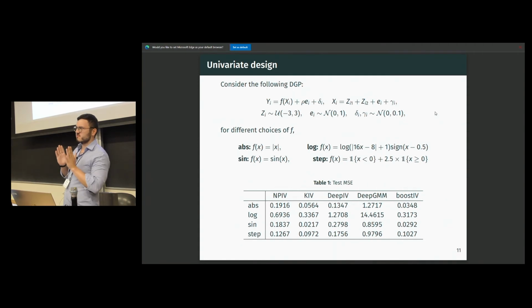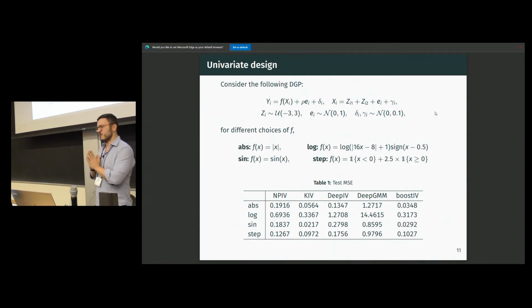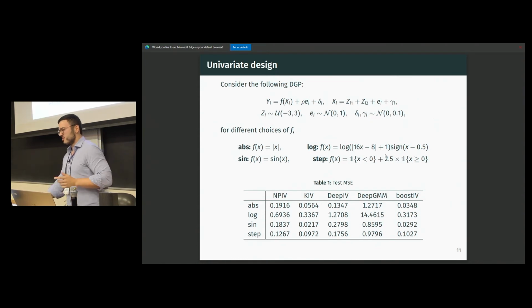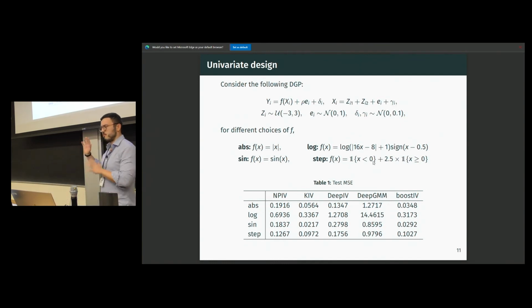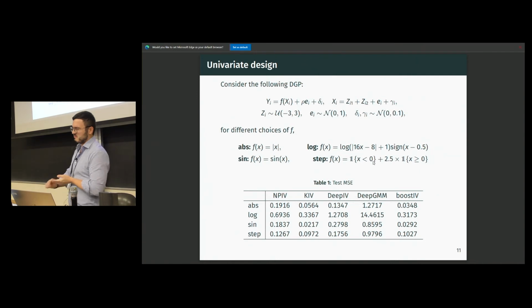I compare our results with a bunch of algorithms. We're not the first people who came up with using some machine learning techniques under endogeneity. There are a couple of papers out there. Besides the standard series NPIV estimators that we have here, we have the kernel IV regression, which in my opinion is a very powerful algorithm. Then we have the Deep IV paper, and you might have heard about that, and we also have the Deep GMM paper. There is also a paper called Dual IV, but for some reason their code doesn't work that well, so we didn't include it here.